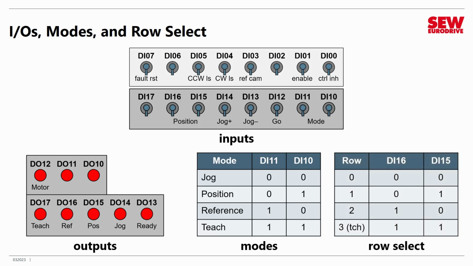And then finally, you select the row with DI15 and 16. Again, it's a 2-bit binary number that allows you to select one of 4 rows, 0, 1, 2, or 3. And that determines where to go when you're in position mode. That is it. This is very, very simple.